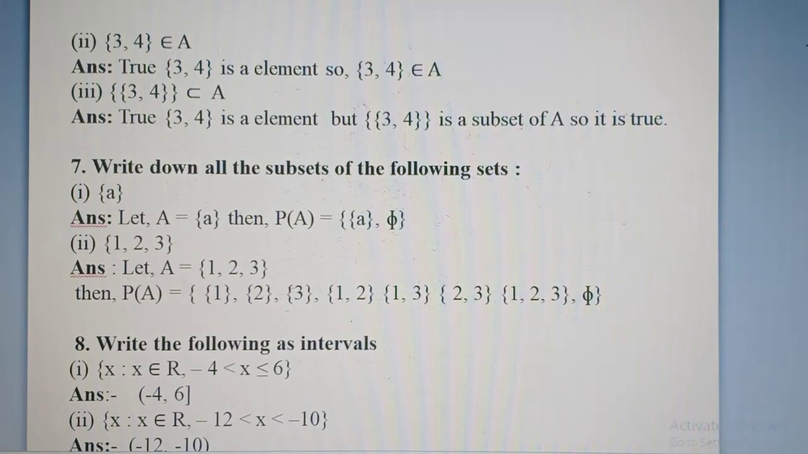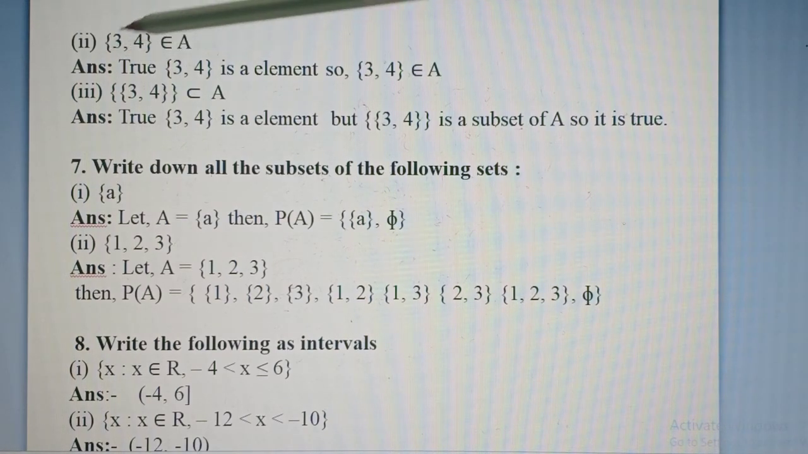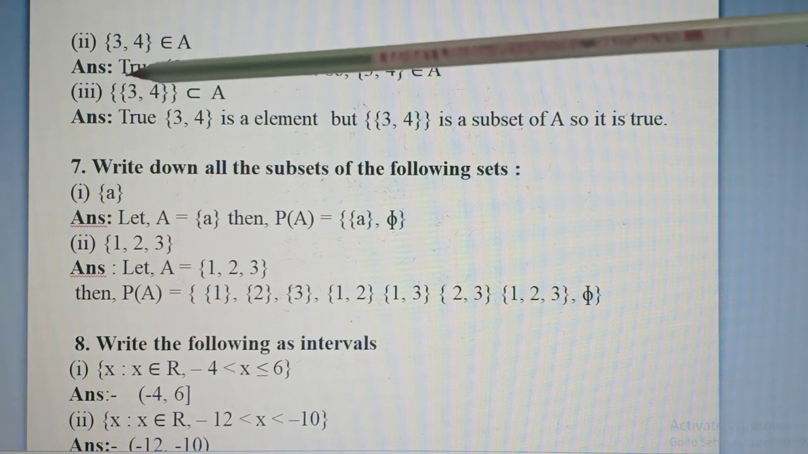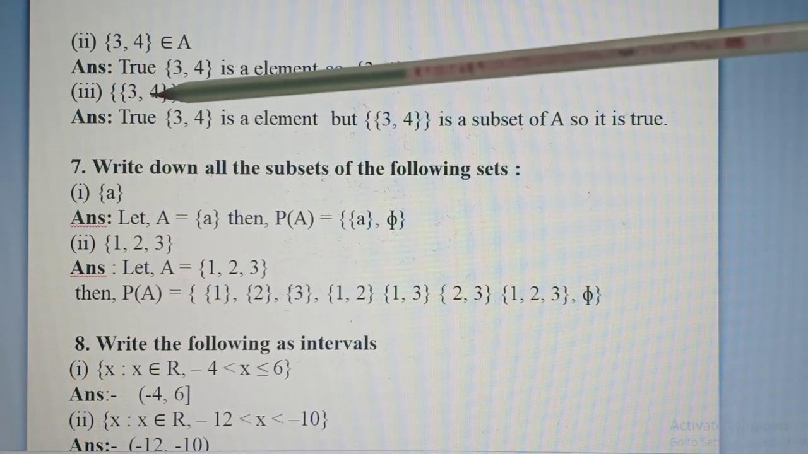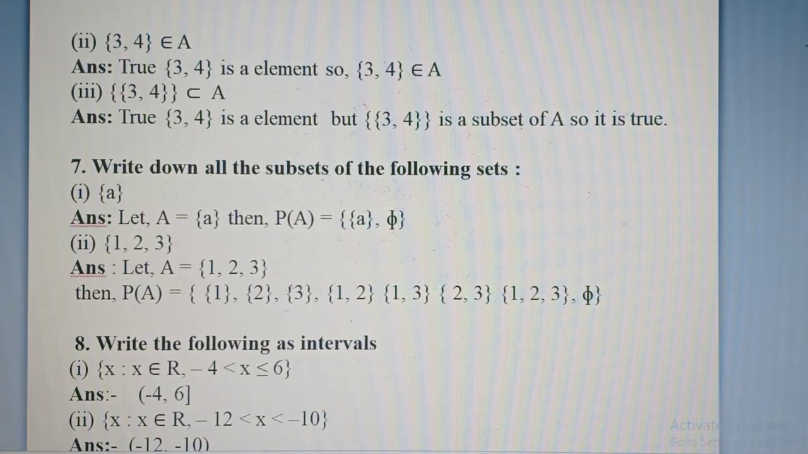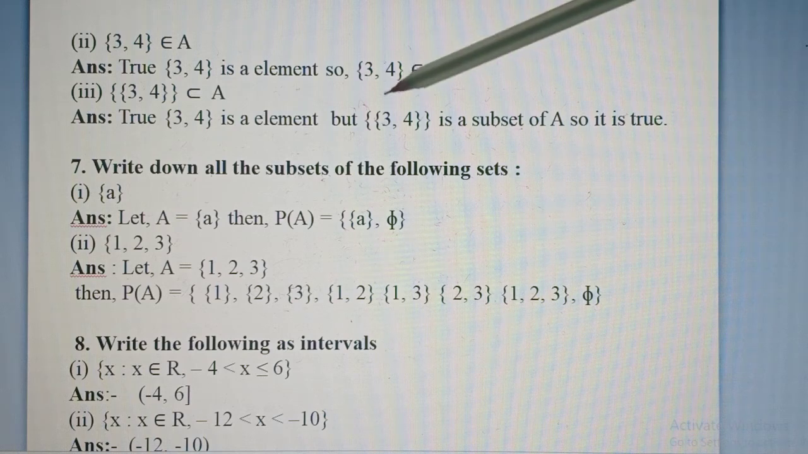Next one is {3, 4} element belongs to A. It is right because {3, 4} is an element which belongs to the set A. It is true. So see students, this forms a set. {3, 4} is an element. When you put another second bracket, it forms a set, and this is a subset of A. True, because {3, 4} is an element, but this is a subset of A, so it is true. So I hope students you understood this question also.